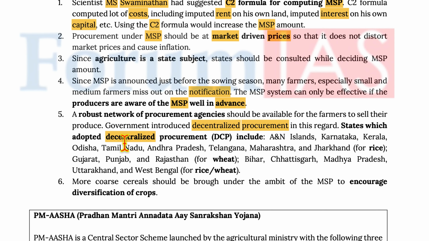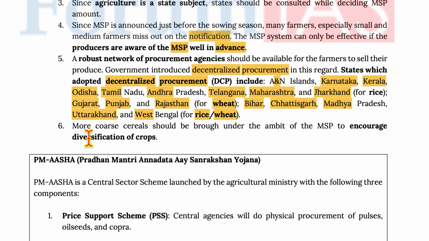States which adopted decentralized procurement include Andaman and Nicobar Islands, Karnataka, Kerala, Odisha, Tamil Nadu, Andhra Pradesh, Telangana, Maharashtra, and Jharkhand for rice; Gujarat, Punjab, Rajasthan for wheat; Bihar, Chhattisgarh, Madhya Pradesh, Uttarakhand, and West Bengal, which is for rice and wheat both. Now, more coarse cereals should be brought under the ambit of MSP to encourage diversification of crops.